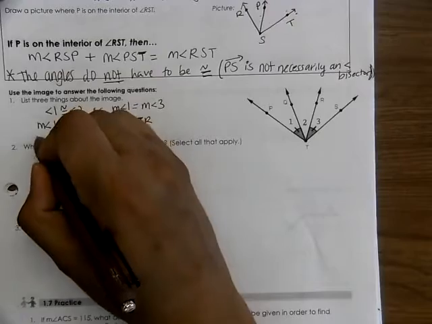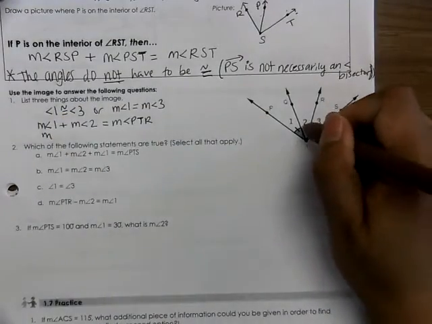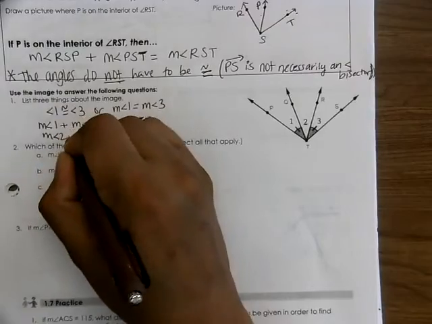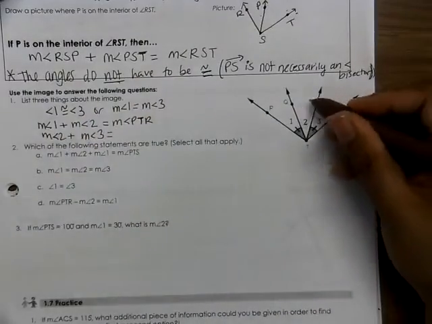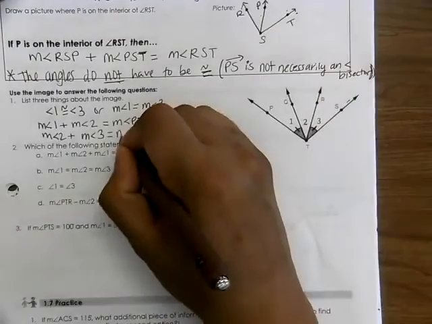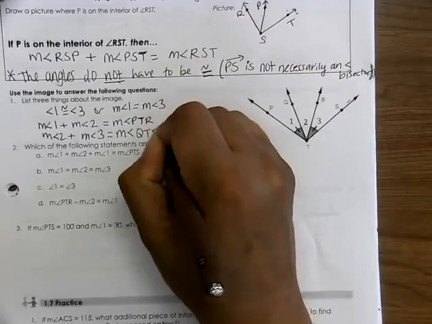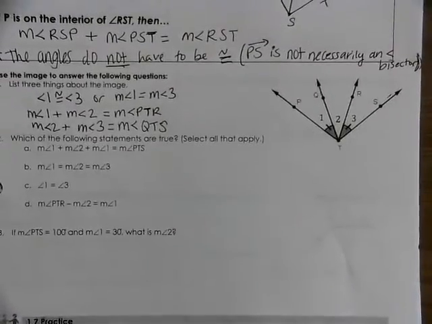Okay, do another one, because again we need to list three things, so we'll just do another set here. I could say measure of angle 2 plus the measure of angle 3 is equal to, again, the larger angle that makes up those, QTS. Yours could look different. Again, these are just the ones that I chose. You could pick ones that are different from this.